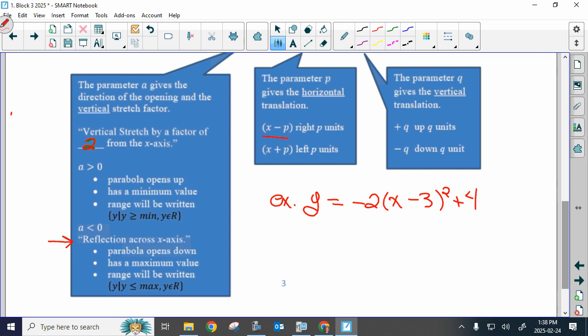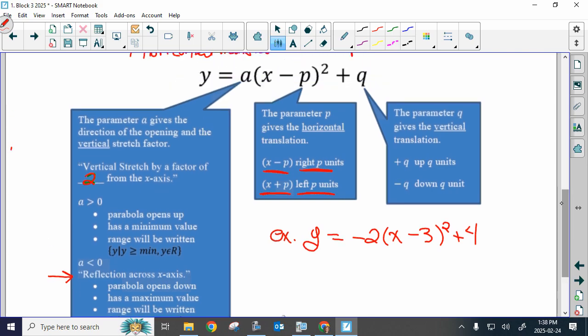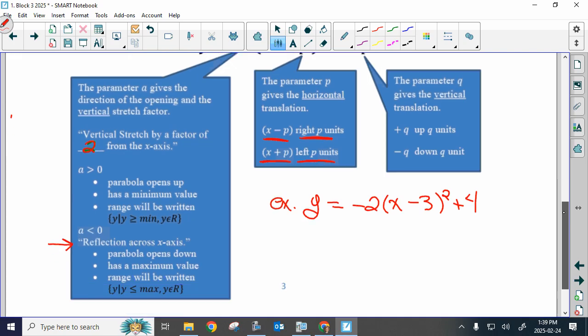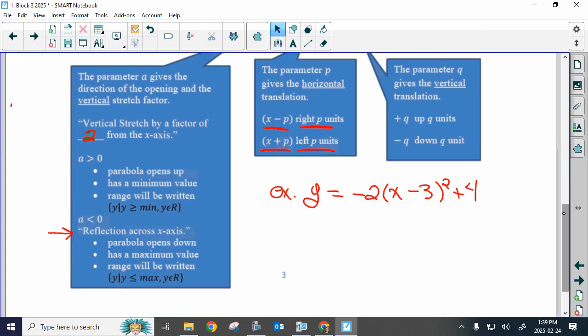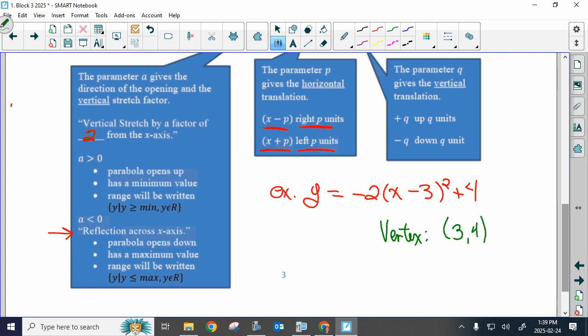Now, this x minus p means you're going to the right p units. This x plus p means you're going to the left p units. And then plus q means you're going up q. Down q means you're going down q. So when I look at this, this is telling me that my vertex is moved to the right 3 and up 4. So my vertex, my turning point, is actually positive 3 and 4. And then I know my parabola is opening down from there.